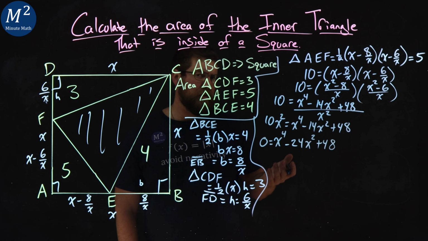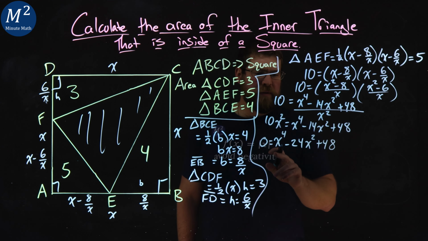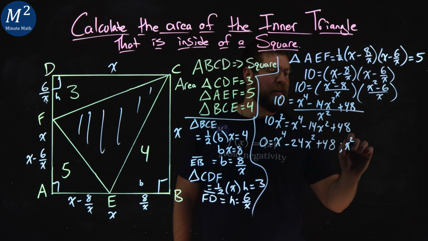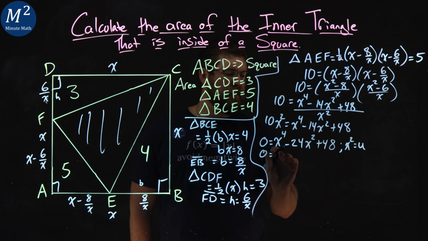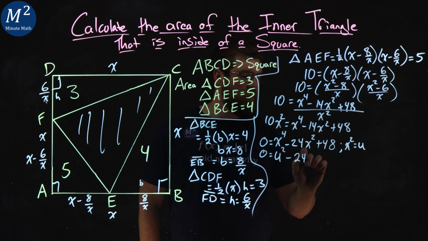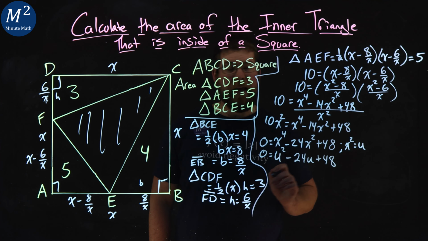A technique you can do is a u substitution here. And so what I'm going to do is say, hey, x squared is equal to u, in a way. So this problem becomes, and we'll bring it back later, u squared minus 24u plus 48.